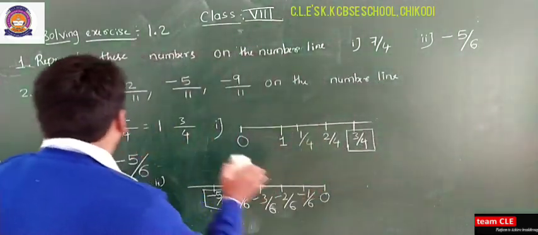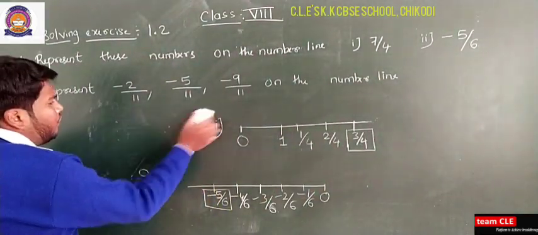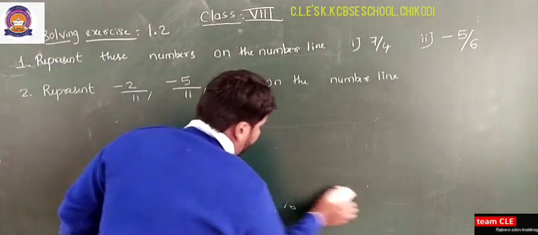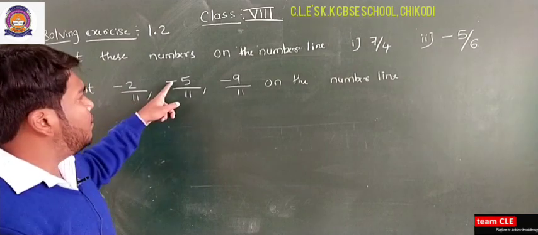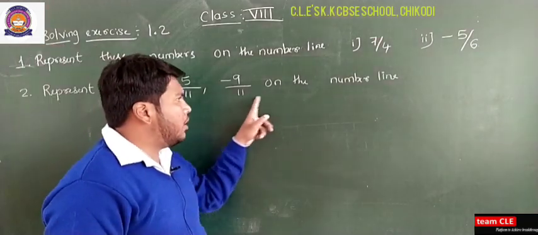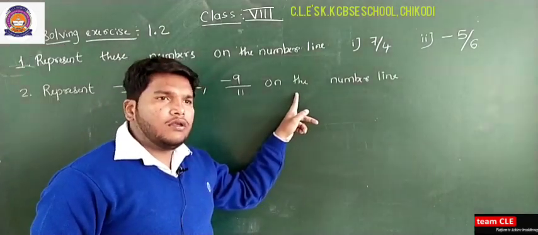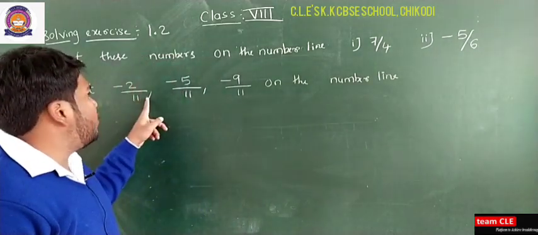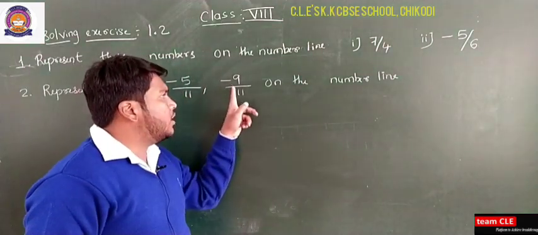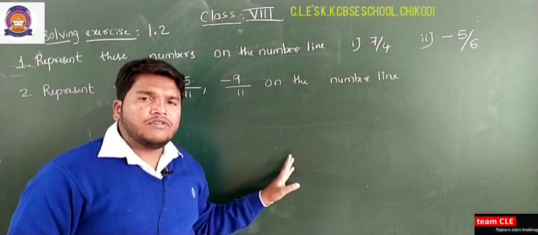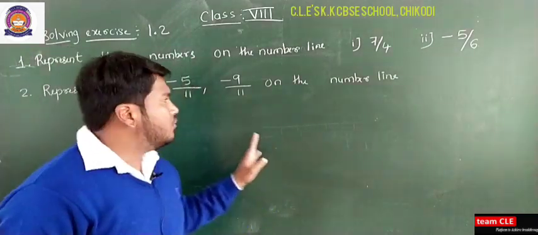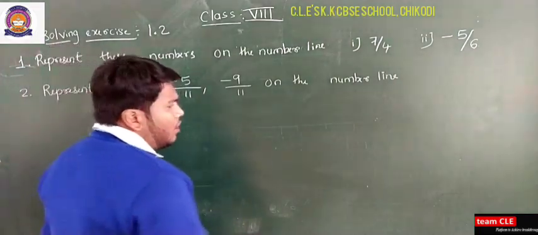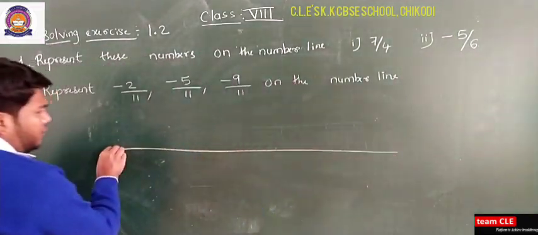One more question from exercise number 1.2 I am going to solve. That is, represent minus 2 by 11, minus 5 by 11, minus 9 by 11 on the number line. All these rational numbers look like proper fractions. So we have to draw the number line.